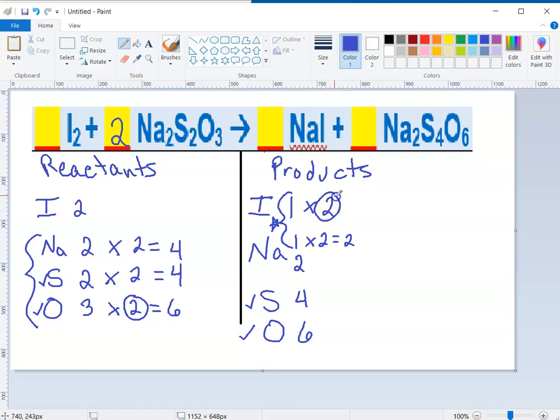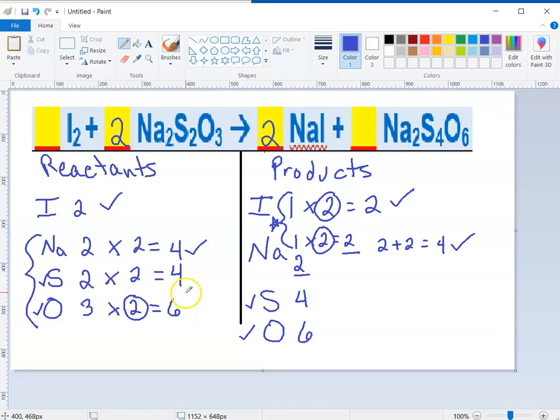Well, this 2 here is the coefficient that you put in this blank here, okay? And what I end up with is 2 iodines. Well, that takes care of the iodine, and it gives me between this 2 and this 2, right? 2 plus 2 is 4. That's 4 sodiums and 4 sodiums. Now even the sodiums are fixed.